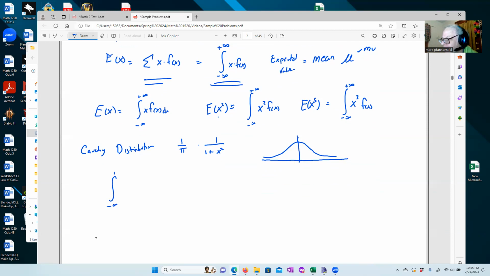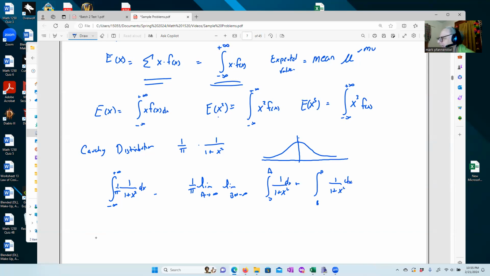So we're going to integrate from negative infinity to positive infinity of 1 over 1 plus x squared dx. And we're going to say, okay, well, we can't quite do that because we've got infinities in my integral. We don't want to do that. So I'm going to say this is 1 over pi. So I have a 1 over pi, and I have a limit as, say, a goes to infinity, limit as b goes to negative infinity, and then we're going to have the integral from 0 to a of 1 over 1 plus x squared plus the integral from b up to 0 of 1 over 1 plus x squared, again, dx.